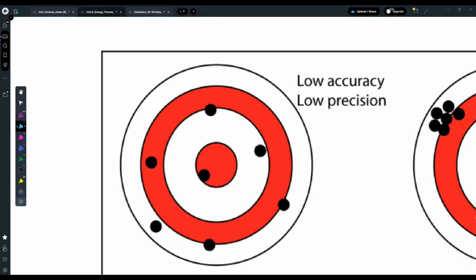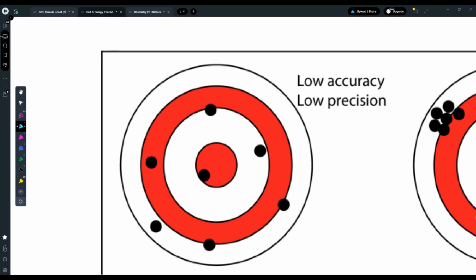Okay, so in this diagram, when your darts kind of land all over the dartboard, okay, that's going to be representing low accuracy and low precision. Okay, now accuracy means like how close did you get to the predicted value or the value that you want. So in darts, you're aiming for the bullseye here. Okay, so if you don't get the bullseye consistently, then you've got low accuracy.